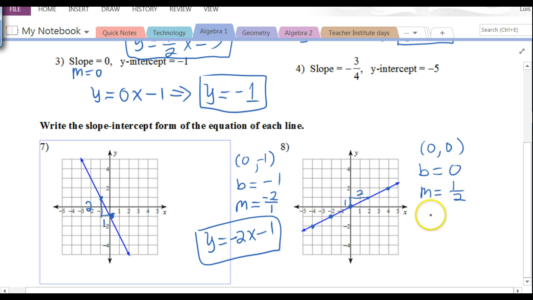Alright, so let's go back to my equation. So y equals 1/2 x, and again, I'm not going to write the 0, right, but that will be your b, and that's your equation. I hope this helps, and see you next time.